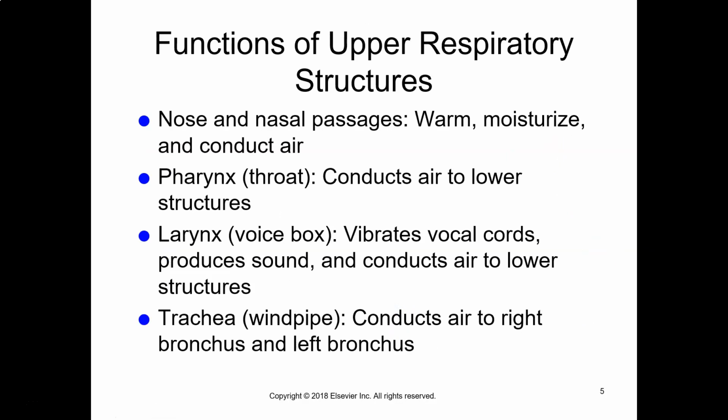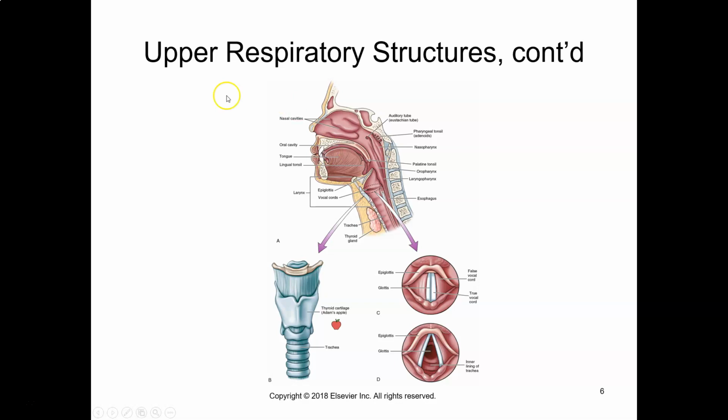The nose and nasal passages, the functions are to warm, moisturize, and conduct air. The pharynx, or the throat, conducts air to the lower structures. The larynx, which is our voice box, has our vocal cords. It vibrates the vocal cords, produces sound, and conducts air to the lower structures. And the trachea is what we call our windpipe, and it conducts air to the right bronchus and left bronchus. And these are diagrams of all of that.